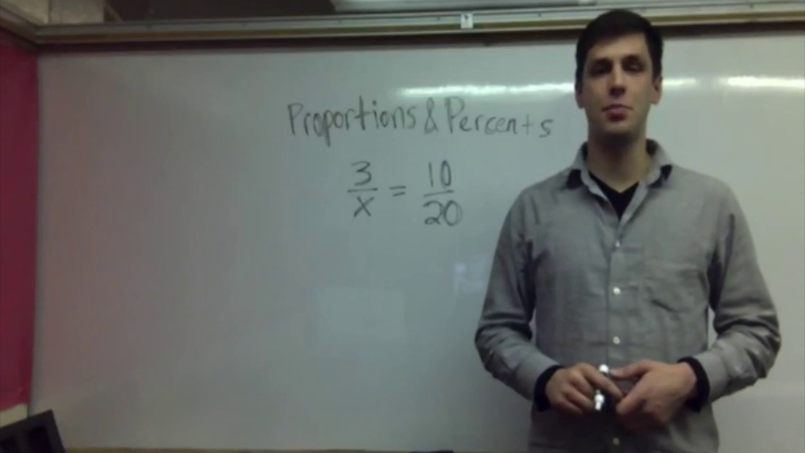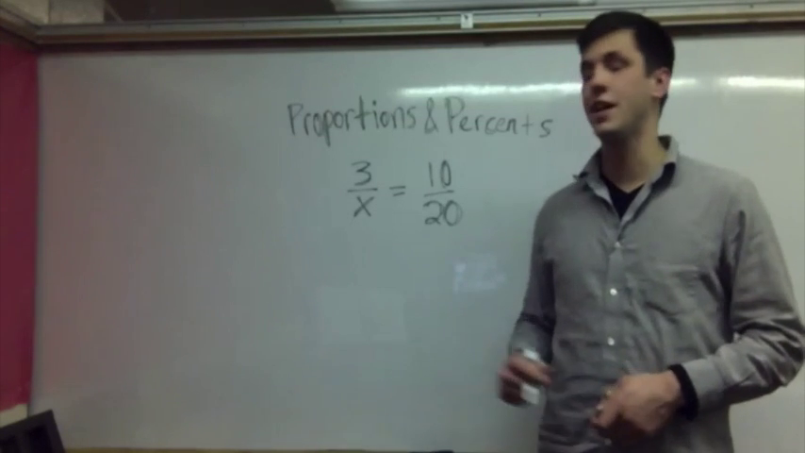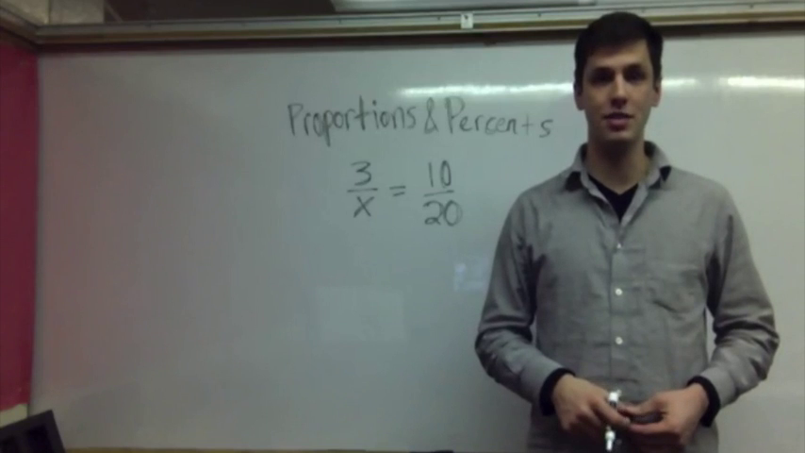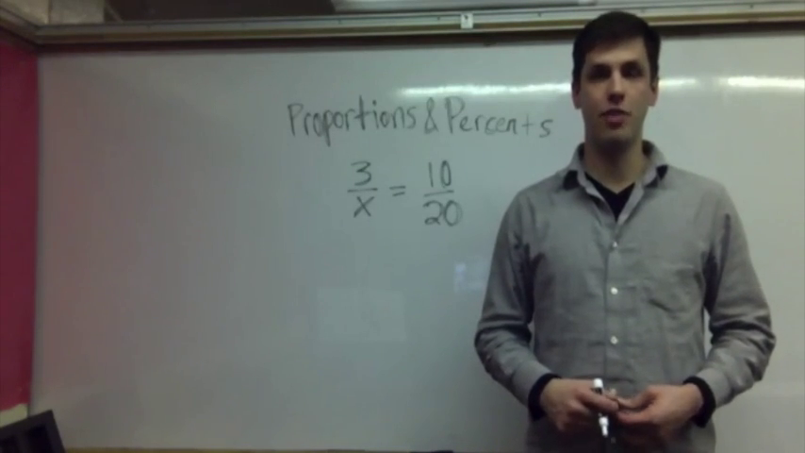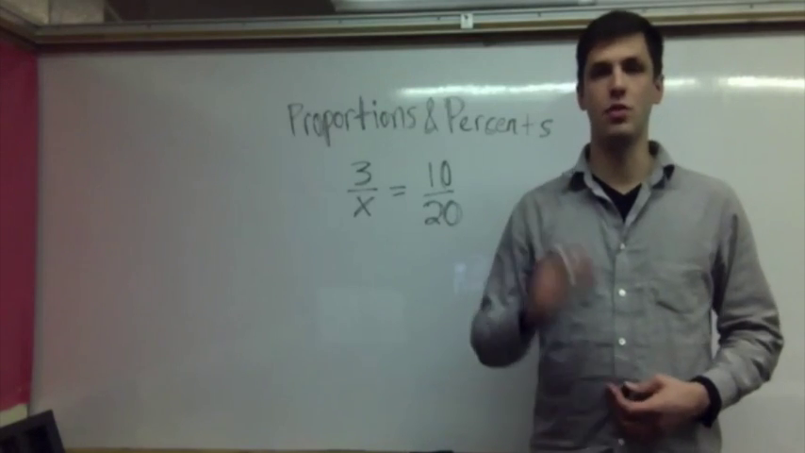Now let's try an example. I want you to solve this on your own using cross multiplication first, and then you simplify and get x alone to find what x equals. Go.